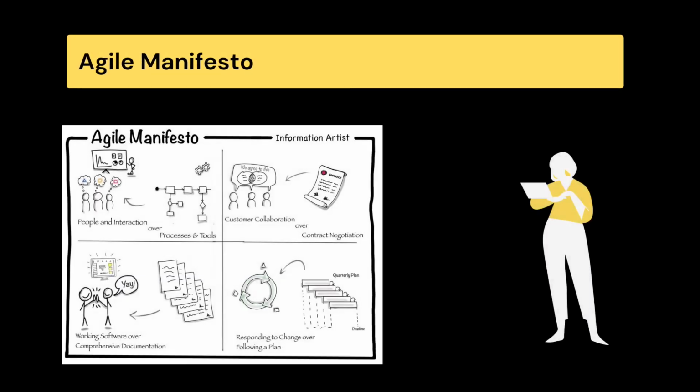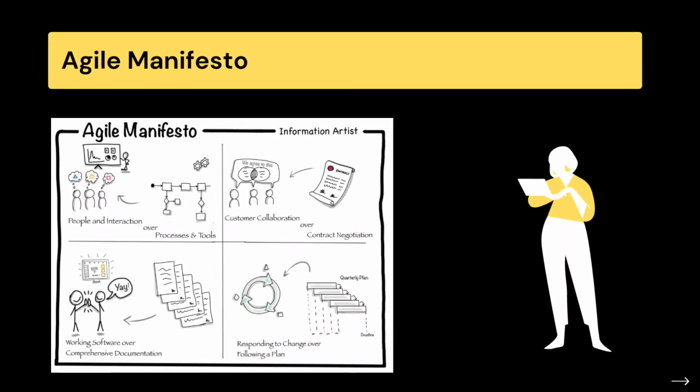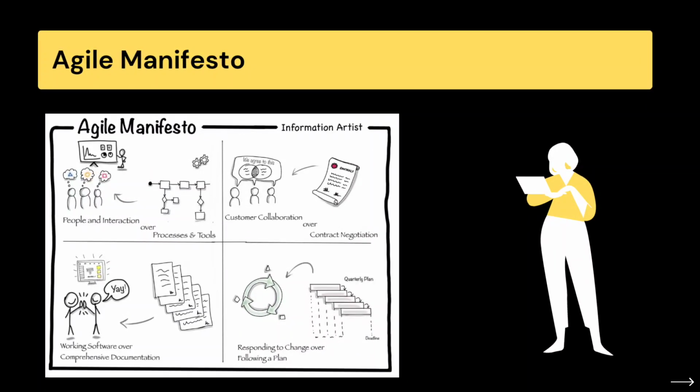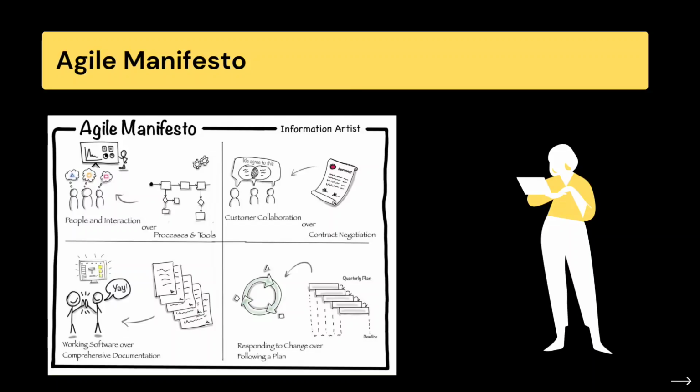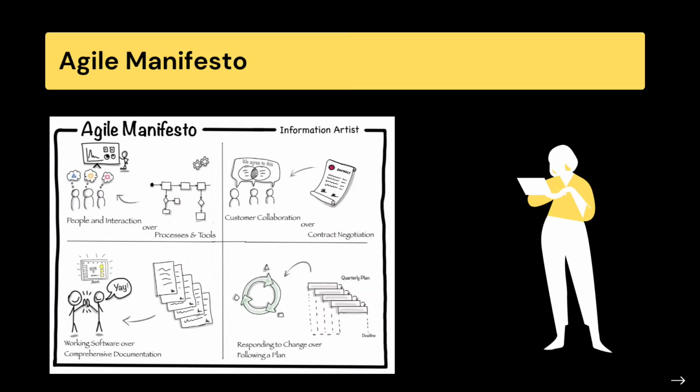So next is the Agile manifesto. We'll look at the values and principles which come under the Agile manifesto. There are 4 cores, you can call them. First one is individuals and interactions over processes and tools. Second is working software over comprehensive documentation. Third is customer collaboration over contract negotiation. Fourth is responding to change over following a plan.